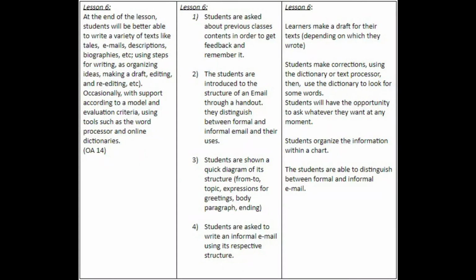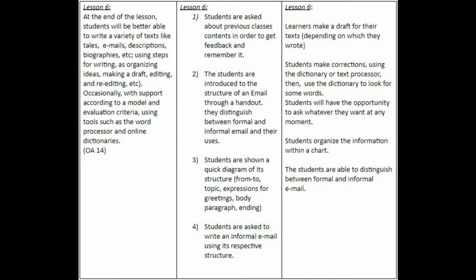Lesson 6. In this lesson, I applied the OA14 to create the activity. The students are given a little feedback of the previous lesson, then they are shown the structure of an email through a handout. Also, they are shown examples of topics, expressions, and paragraphs, etc. After that, students are asked to write an informal email. To do this, they are shown the difference between informal and formal emails.